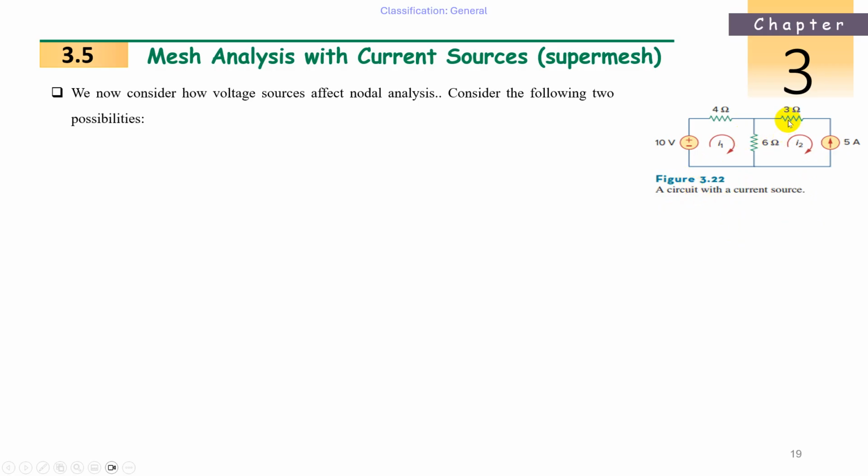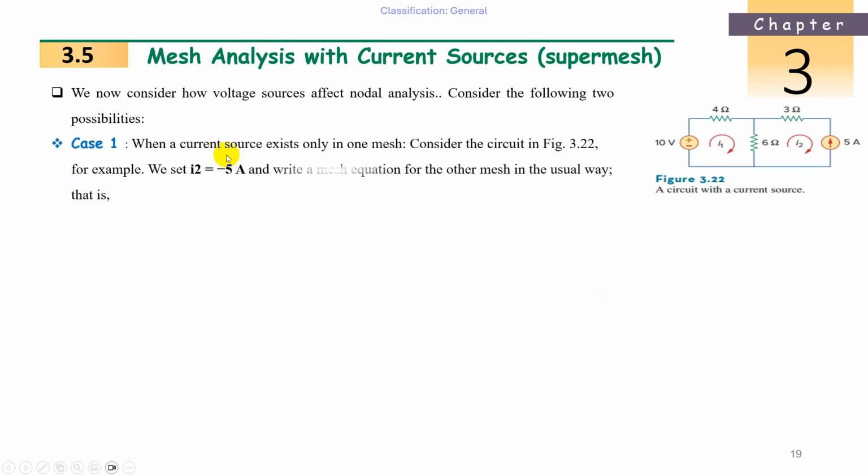Same here also. When it is connected in the loop, the current source is there, and these two are the resistances. The loop current I2 will be directly the source current, 5 amperes, like the voltage V2 will be directly the voltage source. So when a current source exists only in one mesh, we have to check that this current source is in only one mesh. It is not disturbing the other mesh. The current source is not between two meshes. It is only in one mesh.